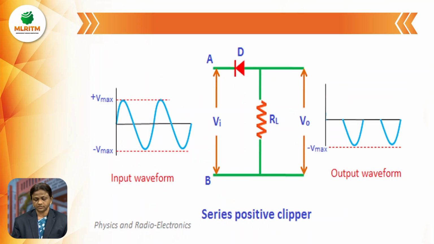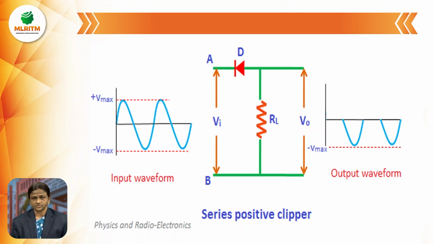So the first one is the series positive clipper. What is meant by a series positive clipper? In this one, the diode is connected in series to the input signal. RL is the load resistance, and D is the diode. A series positive clipper means the positive portion will be cut off at the output side. Here the input signal is an AC signal, and in this AC signal, the positive portion must be cut off at the output side.